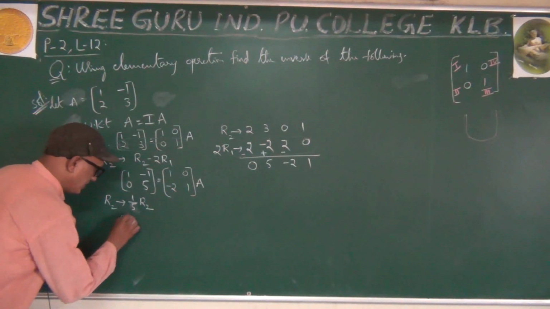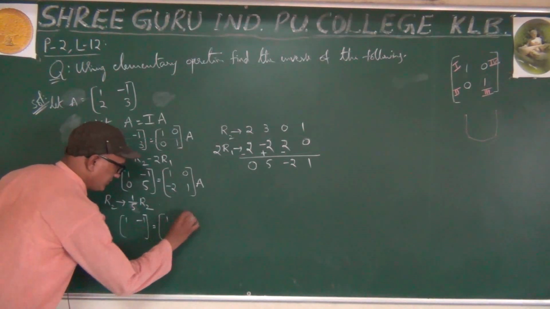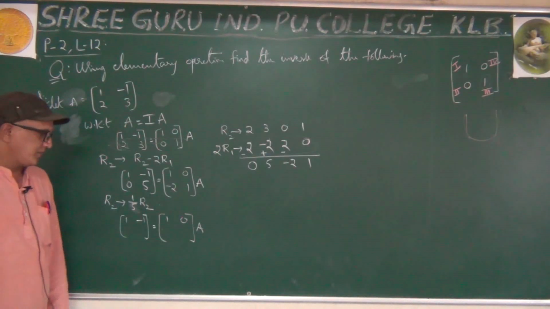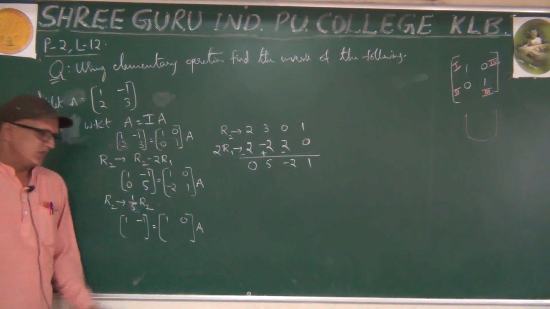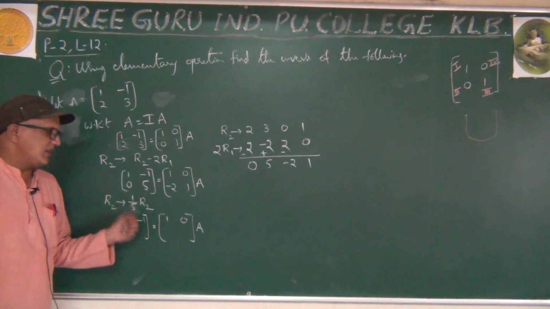Nothing happened to the first row. Keep the first row as it is. We are changing the second row. How are you changing the second row? The second row we are multiplying with 1 by 5.